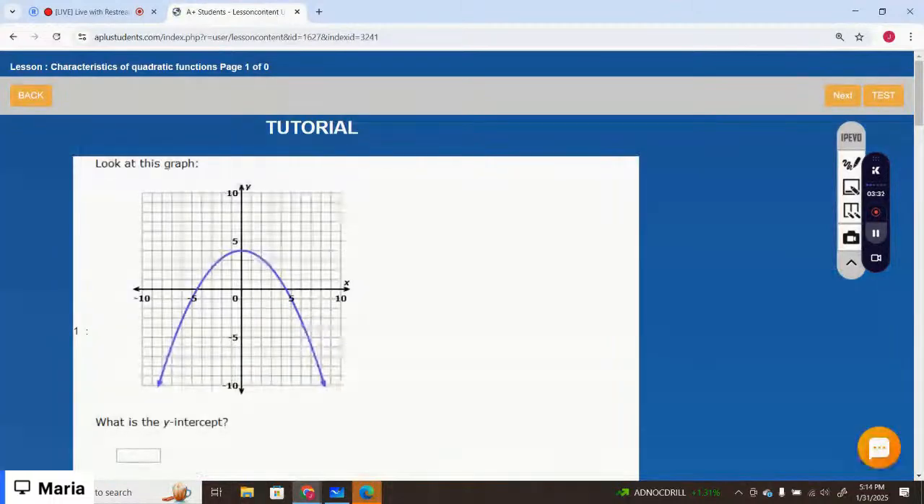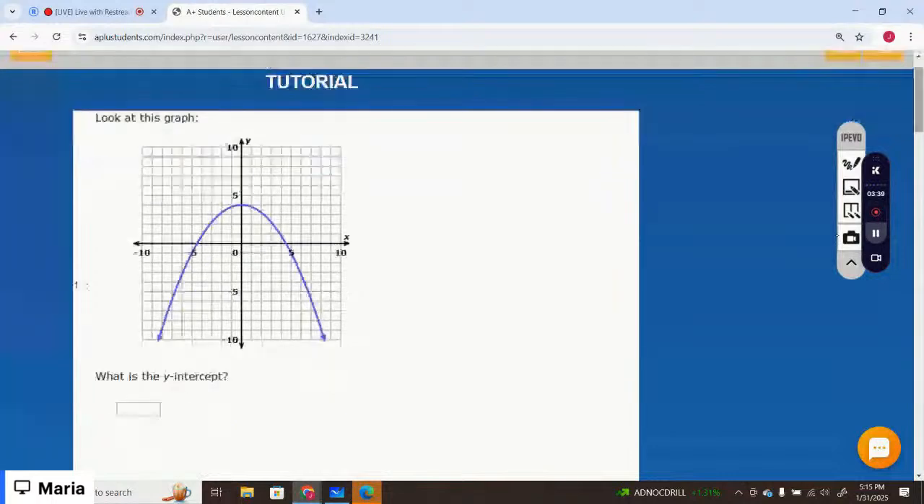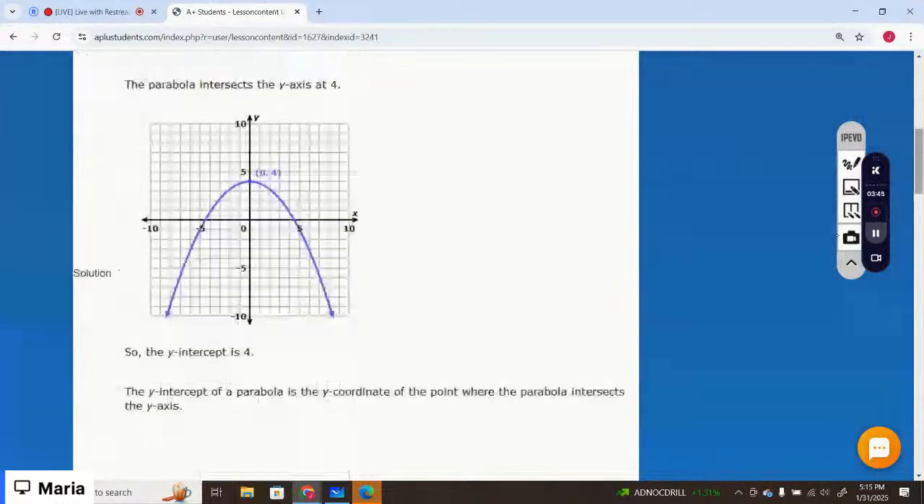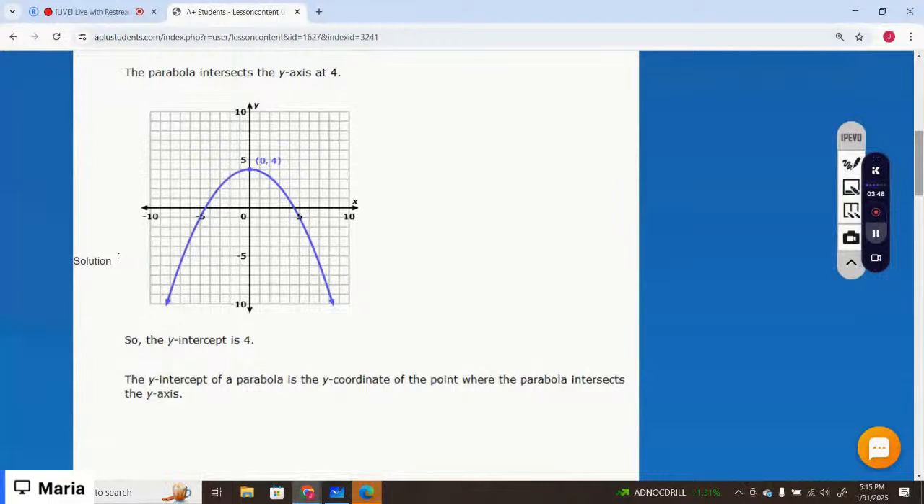Okay, characteristics of quadratic functions. Look at the function. What is the y-intercept? The y-intercept of a parabola is the y-coordinate of the point where the parabola intersects the y-axis. So here is the y-axis. This is the point where the graph intersects the y-axis. Just look at the point where x is 0, y is 4. So the y-intercept is 4.